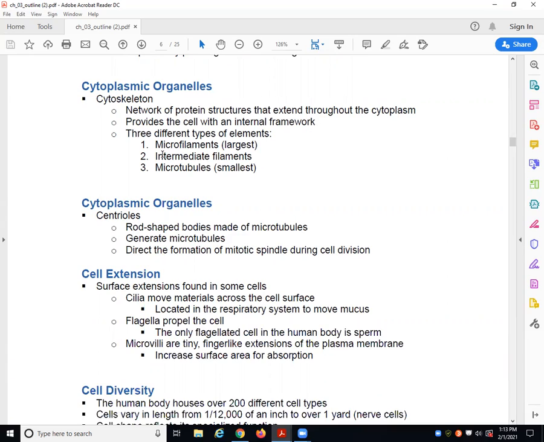So we also have the cytoskeleton. Cyto means cell, skeleton's a structure. So it's a network of protein structures that are extending throughout your cytoplasm. They're going to provide your cell with a framework. It's an internal framework inside your cell. Three components. The largest components are microfilaments. In between, you have intermediate filaments. And the smaller ones are microtubules. Okay, those are the three components of your cytoskeleton.